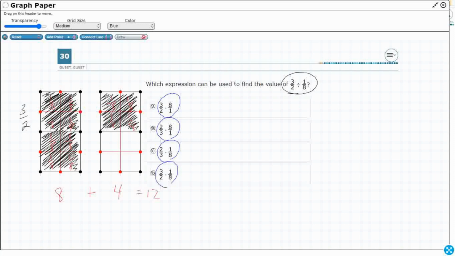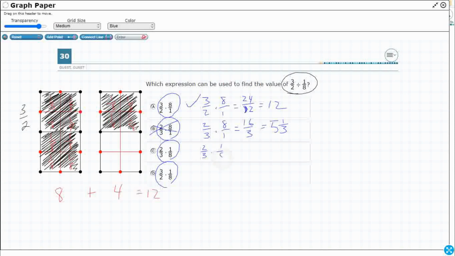So if we can draw a picture, right? So let's see, 3/2 times 8 over 1, multiply straight across, 24 over 2, so that's going to get me 12. All right, looks good. 2/3 times 8 over 1 is going to give me 16/3. That's 5 1/3. Not what I need.